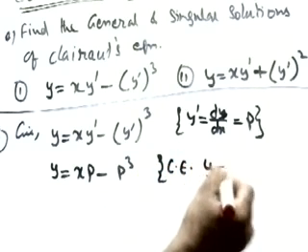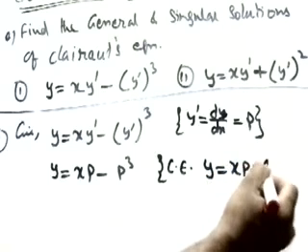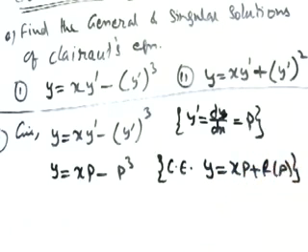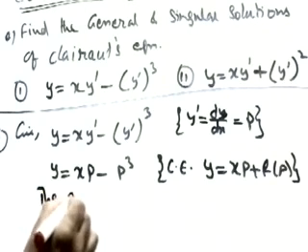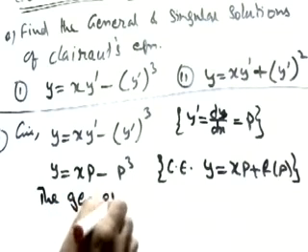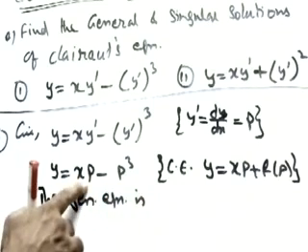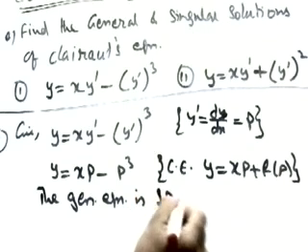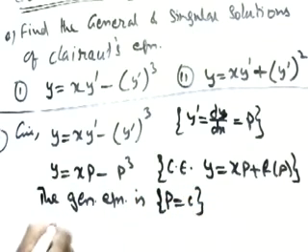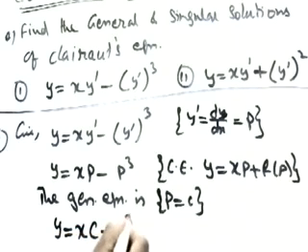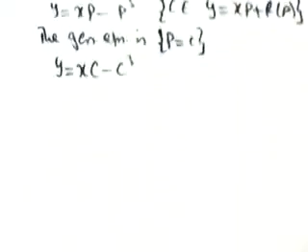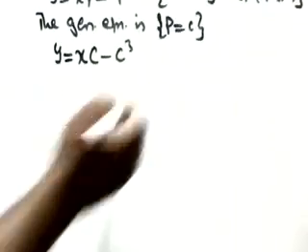What is Clairaut's equation? y equals xp plus f of p. So it is a Clairaut's equation. The general solution we get just by substituting p equals c. In place of p, you write c. This is the general equation: y equals x into c minus c cube. Just substituting p equals c, we get the general equation.